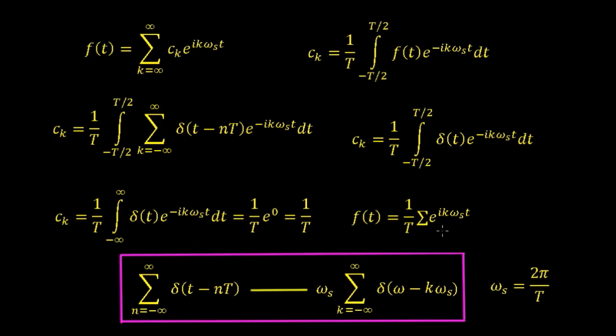But we note from this that a complex exponential in the time domain is equivalent to an impulse in the frequency domain. So we're adding up all of these complex exponentials to give us an impulse train in the frequency domain. So that impulse train in the frequency domain is going to be given by delta omega minus k omega s, and it's the sum from k equals minus infinity to infinity.